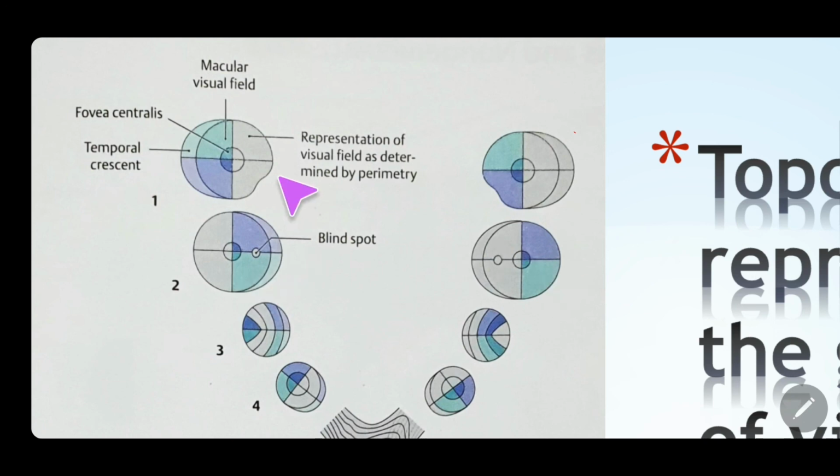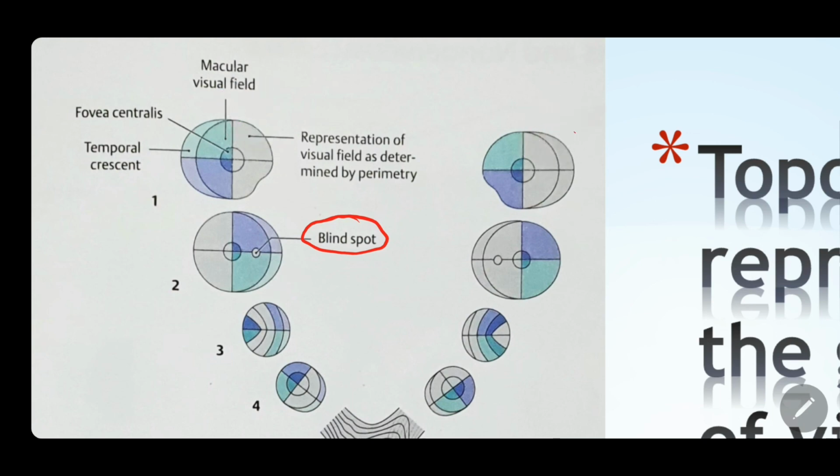And one other thing is important here: remember that the blind spot is formed in the macular field of vision, right. So the blind spot is 3 millimeters medial to the fovea centralis. So it is a part of the macular field of vision.